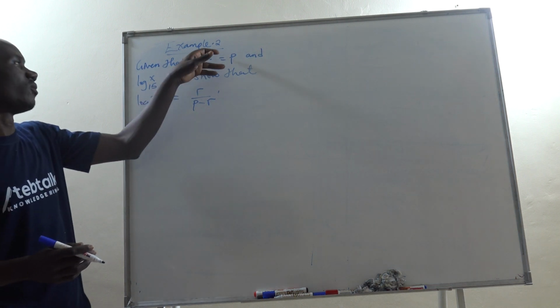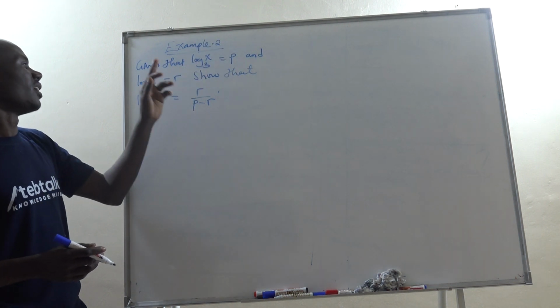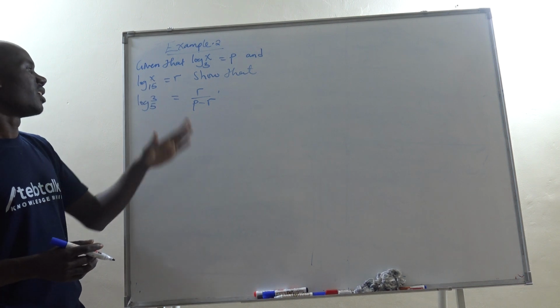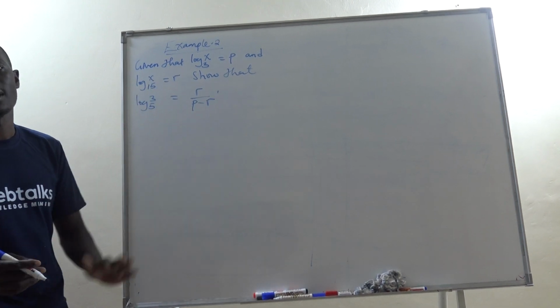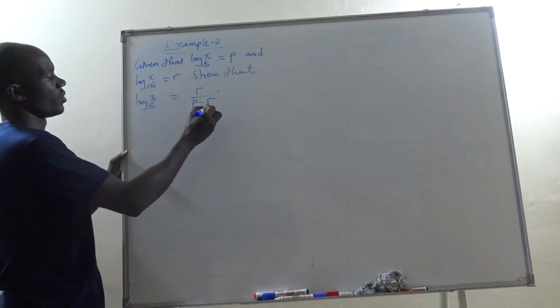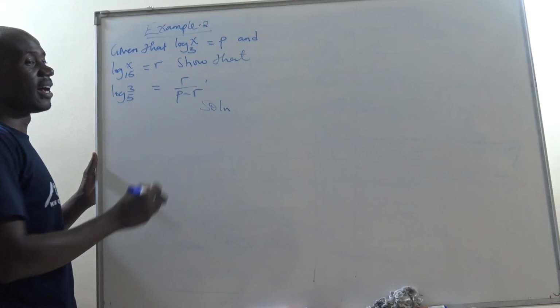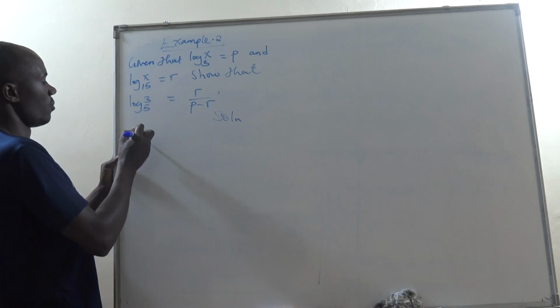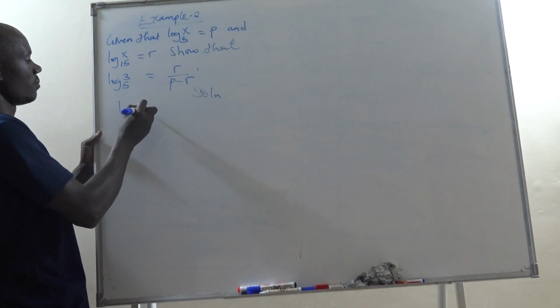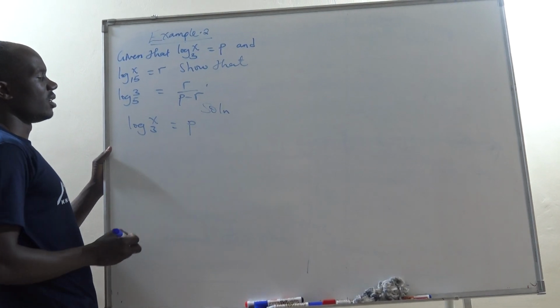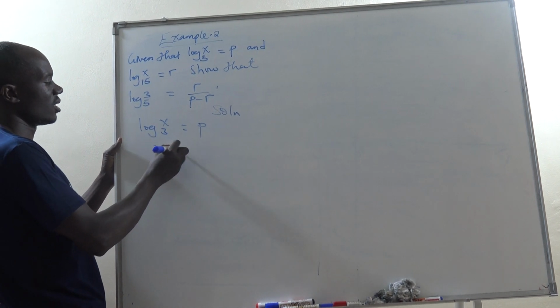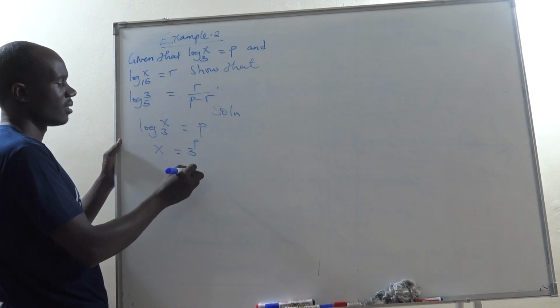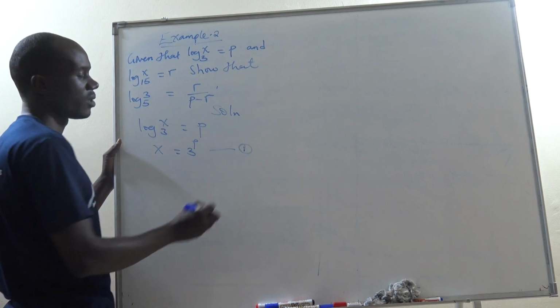They have given us log of x base 3 equals p and log of x base 15 equals r. Show that this equals that. So what I'm going to do with this, we are going to apply the use of the indices. From 1, we have said log of x base 3 equals p. This is the same as x equals 3 power p. I say this is the first equation.